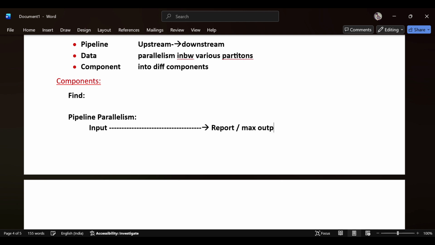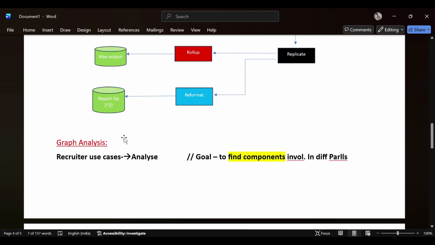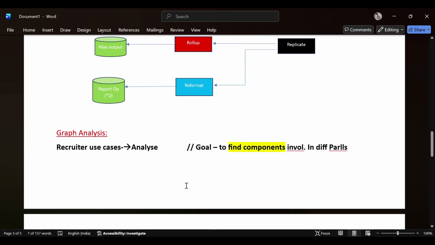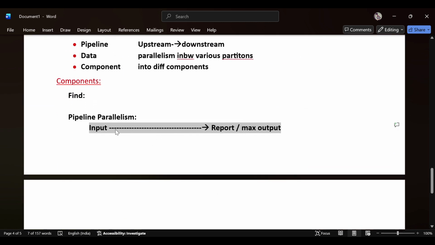So max output, this one. From here to there, from upstream to downstream, that pipeline parallelism occurs. That's one type, so you can tell them.